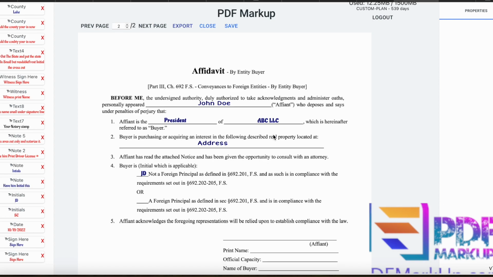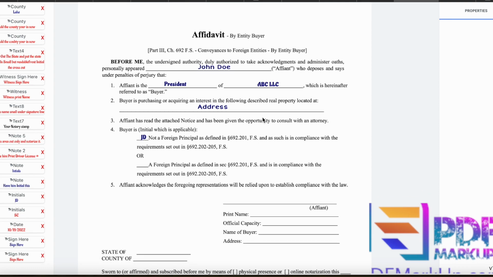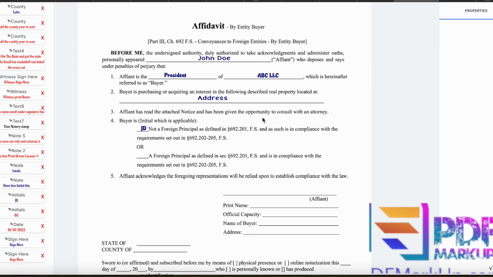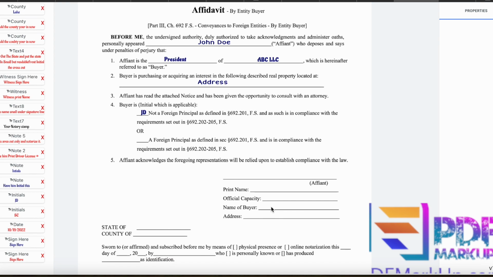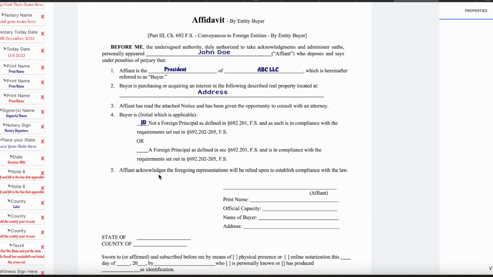saying that you have the right to sign. Okay. So this here is your affidavit by entity buyer. Okay. Saying that you're authorized to sign these documents and that you are either a foreign person or not a foreign person. Affiant acknowledged the foregoing representation will be relied upon to establish compliance with the law.